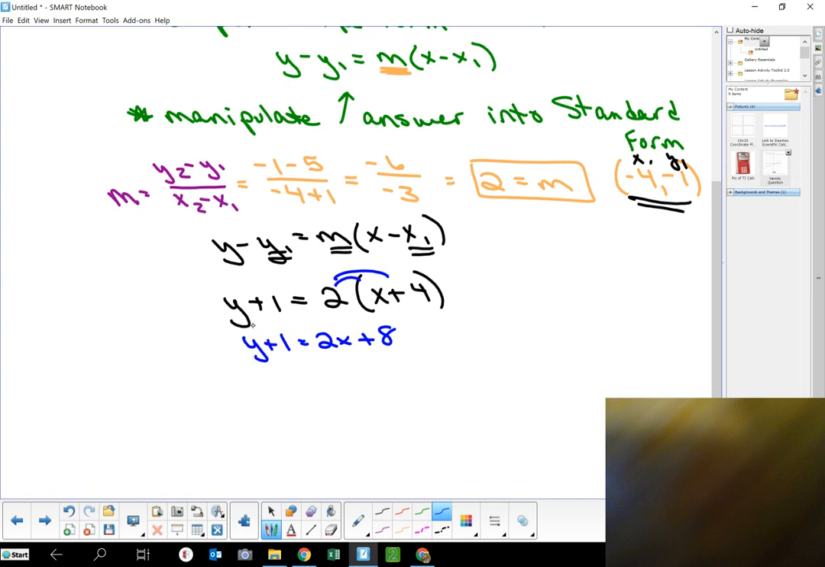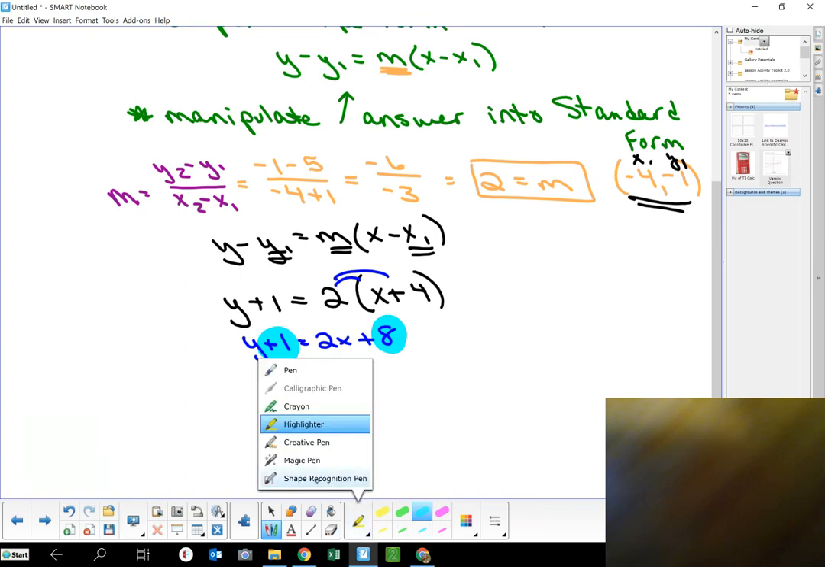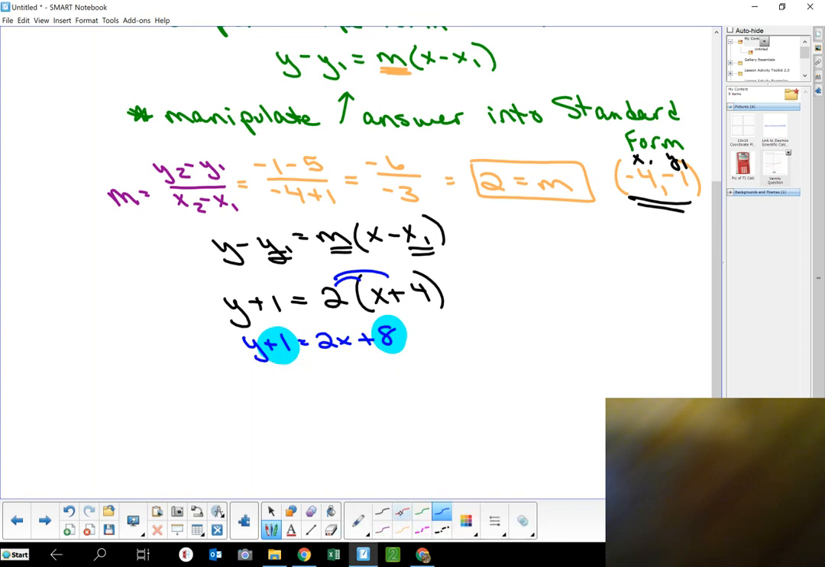And then I don't actually have to go all the way. Well, I kind of do. I need this guy. Let's go highlighter. I need this guy and this guy to be combined as like terms, right? Before I can go any further. So let's subtract a 1 from there, subtract a 1 from there.